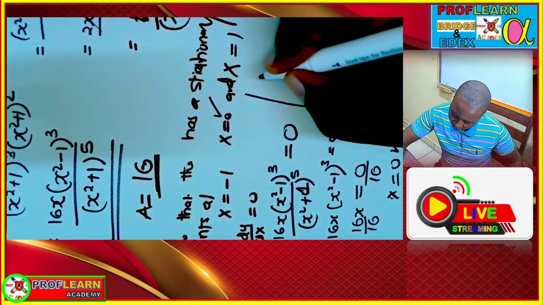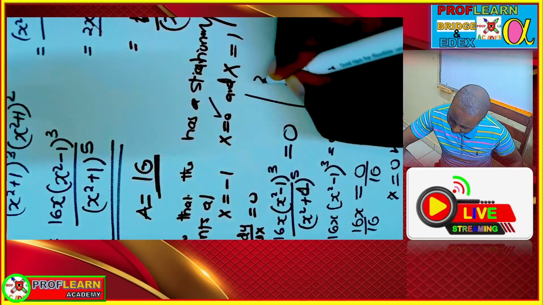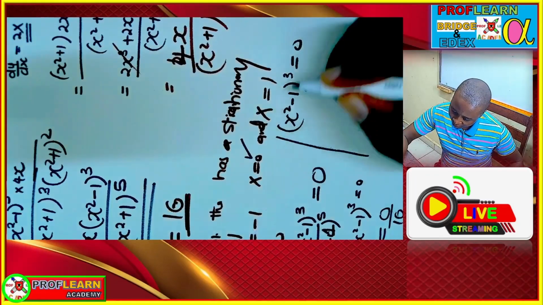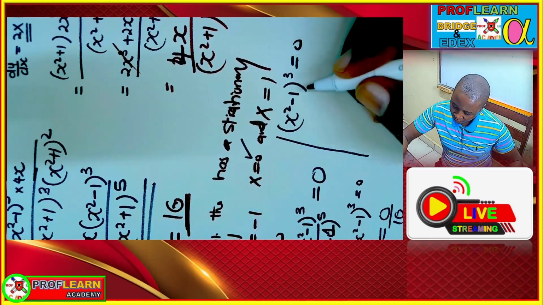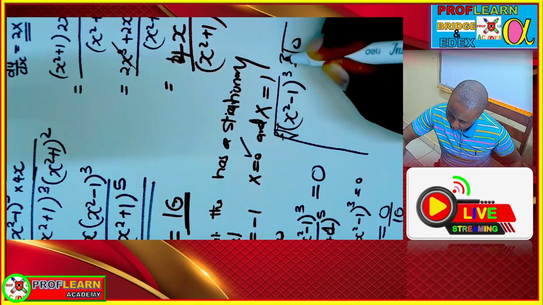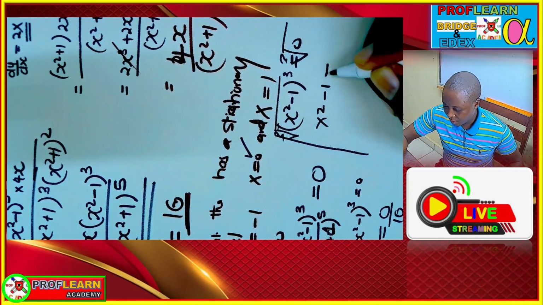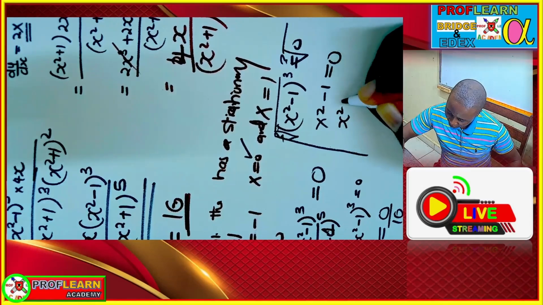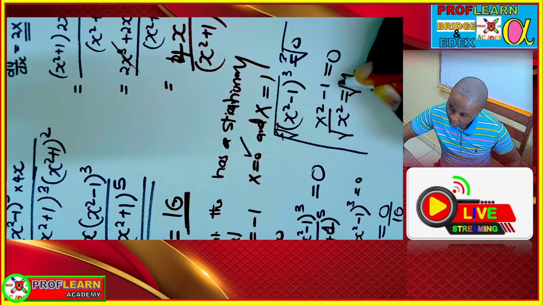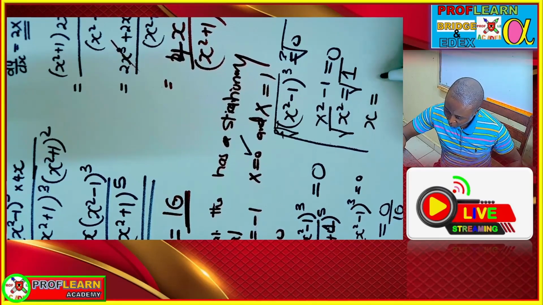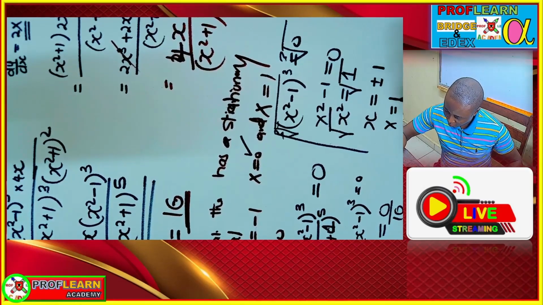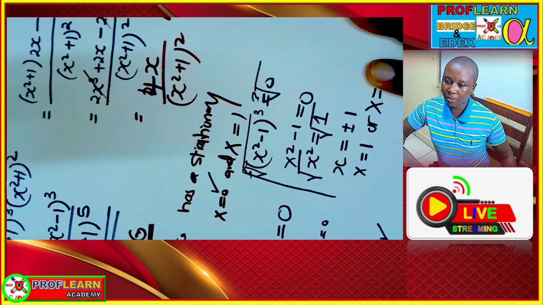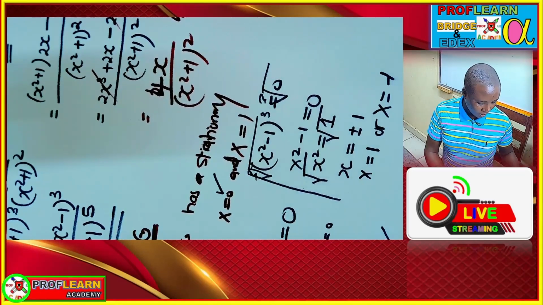The other answer is going to come from where we have (x squared minus 1) raised to power 3 is equal to 0 as well. So we find the cube root both sides. We are going to get x squared minus 1 is equal to 0. Then we can take the 1 to the other side. We shall have x squared is equal to 1. Then we find the square root as well. We can say x is equal to plus or minus 1. So x is equal to 1 or x is equal to -1 is also another stationary point. So that is what you are going to do in that particular question.